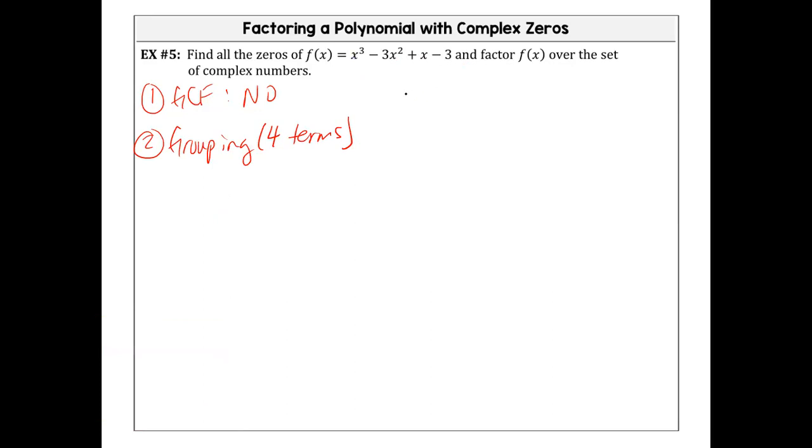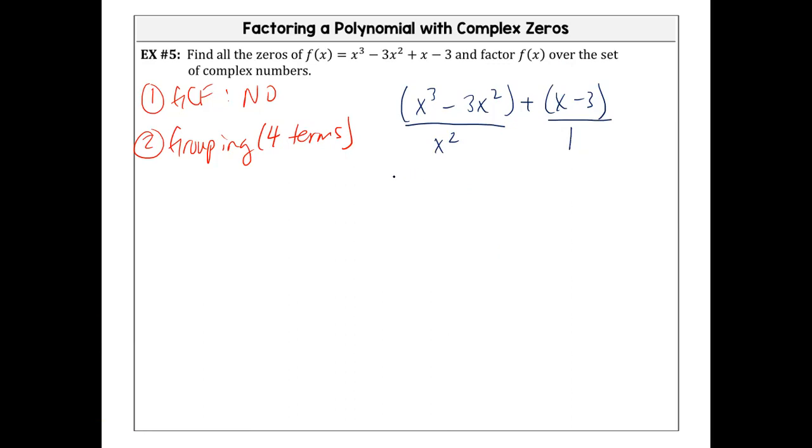So for our 4 terms, I'm going to group the first 2 together, x cubed minus 3x squared, plus x minus 3. The purpose of grouping is so that you can find GCF in smaller batches. So now, what is the GCF between these 2? X squared. What is the GCF between these 2? Nothing. When there's clearly nothing in it, it's Casper the Friendly, 1.